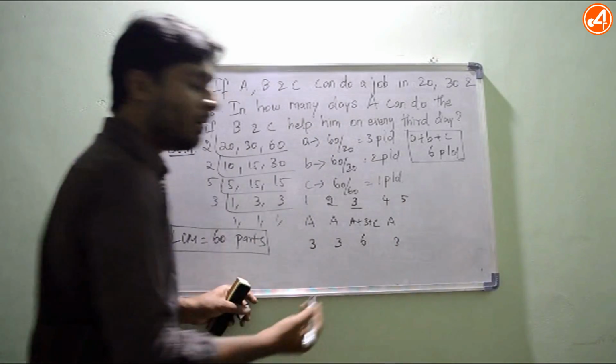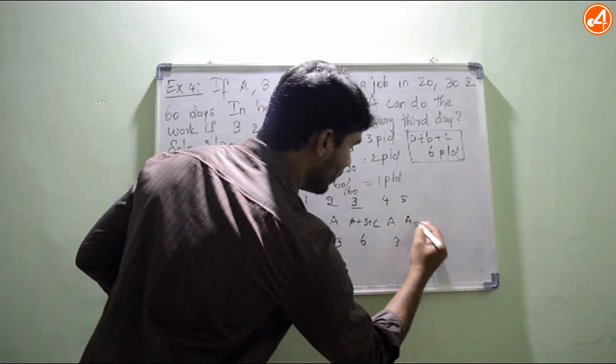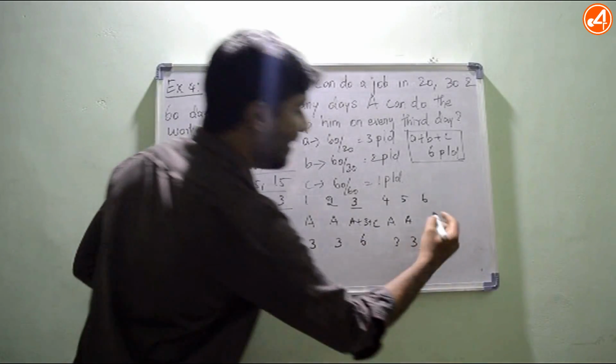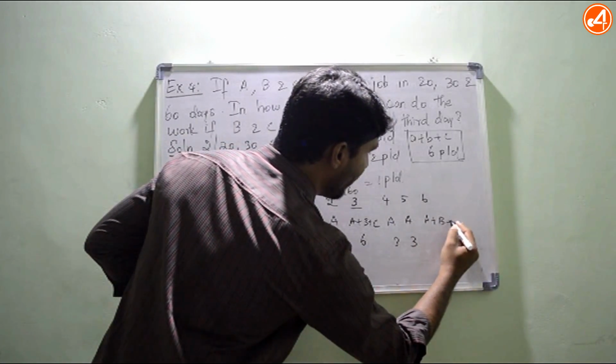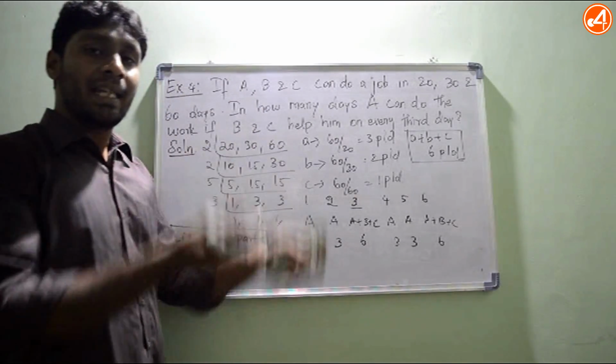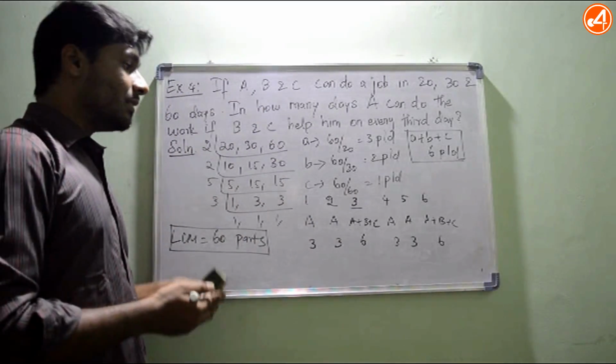On the fifth day, what will happen? Again A alone. It becomes again 3. On the sixth day, this is the second third day, again A, B and C will work together. Again 6 will get completed. Again on the 7th day A alone, 8th day A alone, 9th day it's again 6. So it goes on as it is.